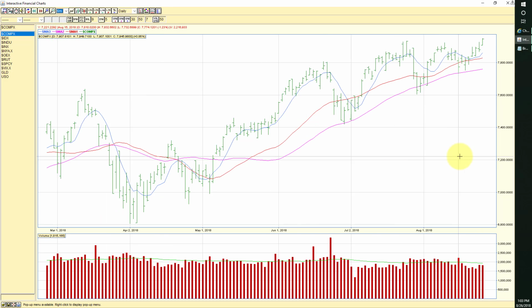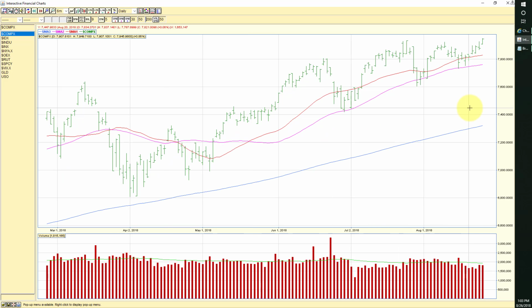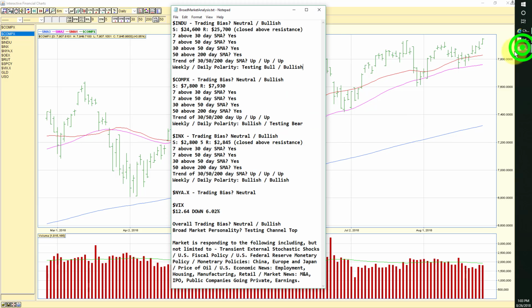Switching to our 6-month daily chart, you can see the 7-day, 30-day, and 50-day simple moving averages are all trending up. The 200-day simple moving average is trending up as well. We are testing levels of resistance here. We do have a higher high following a higher low. Our trading bias on the daily polarity is bullish.